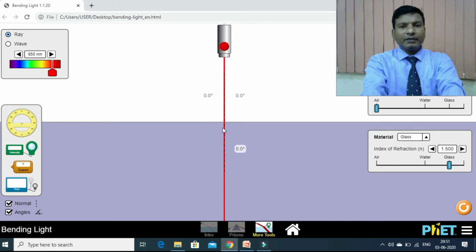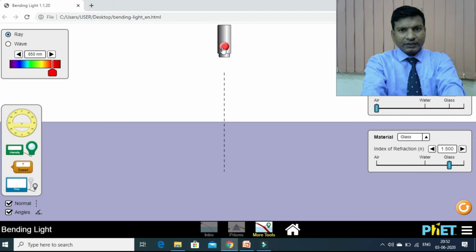Therefore the angle of deviation will be how much? There will be no deviation of the path of the light ray. Therefore the angle of deviation is also 0 degree. So angle of incidence is 0, angle of refraction is 0, and angle of deviation is also 0 degree. So now I'll change the medium here.